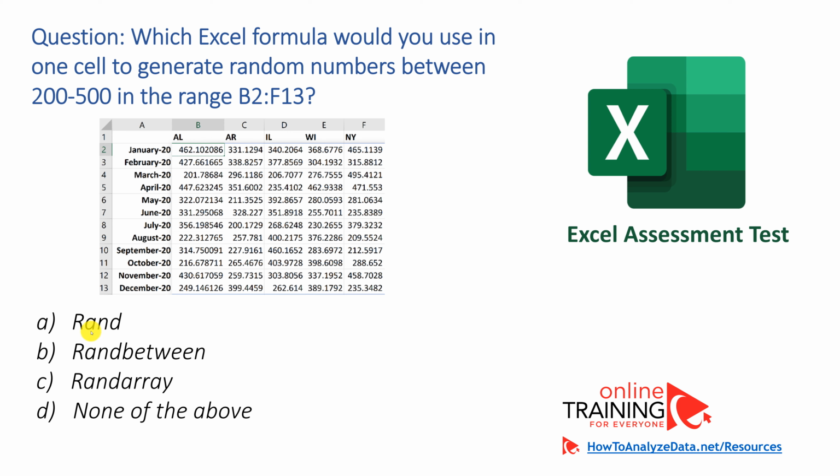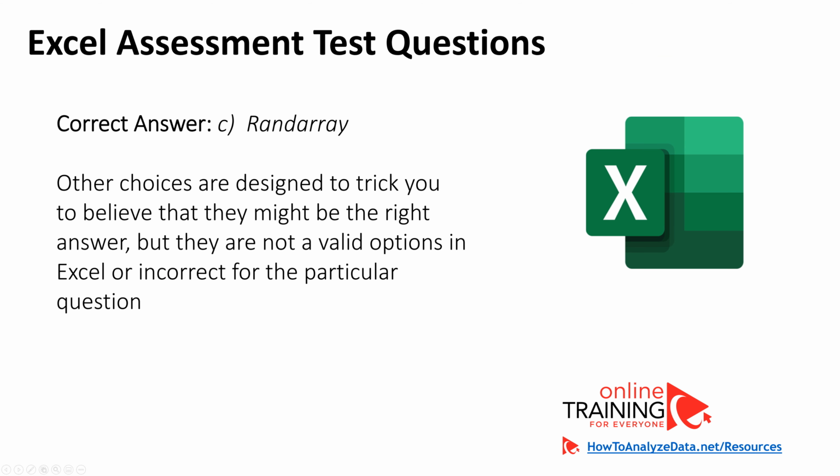You probably can consider other functions like RAND or RANDBETWEEN as valid choices to answer this question, if there wouldn't be a statement here to use in one cell. Because RANDARRAY really expands: you put it in one cell and then it expands into the other cells to populate all the required values. So the correct choice here is RANDARRAY, and all other choices are designed to trick you.